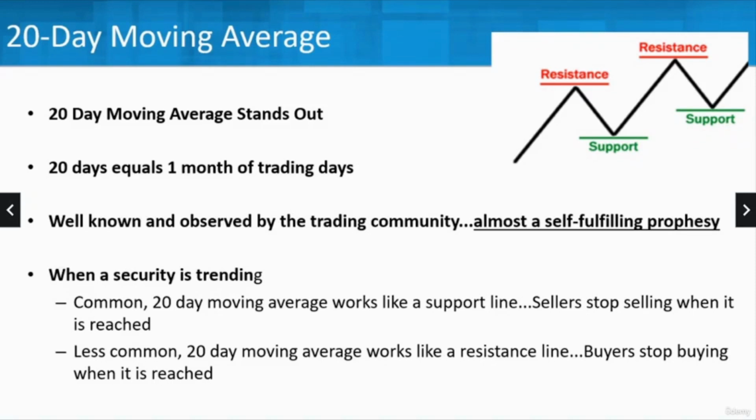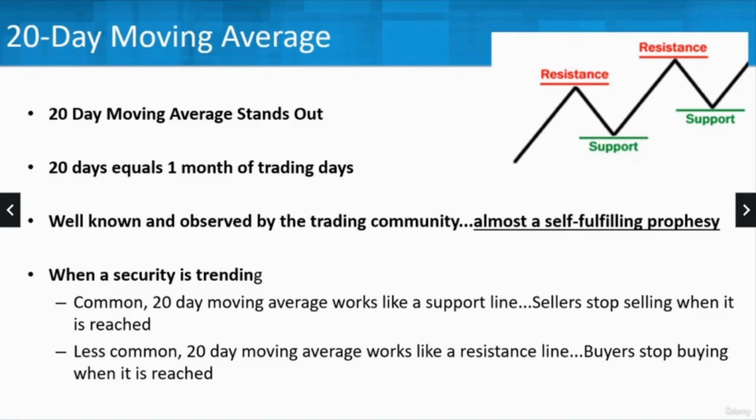Because everybody's talking about it, oh, something's happening, it's coming close to the 20-day moving average. When a security is trending, it's common that the 20-day moving average will work like a support line. Sellers will stop selling when it's reached. This is actually very common. It's like, oh, it's coming to the 20-day moving average, we don't think it's going to cross it, we think that's going to be more of a support line. So sellers will stop selling, and it'll bounce off the bottom of that support line and start going back up. That's pretty common.